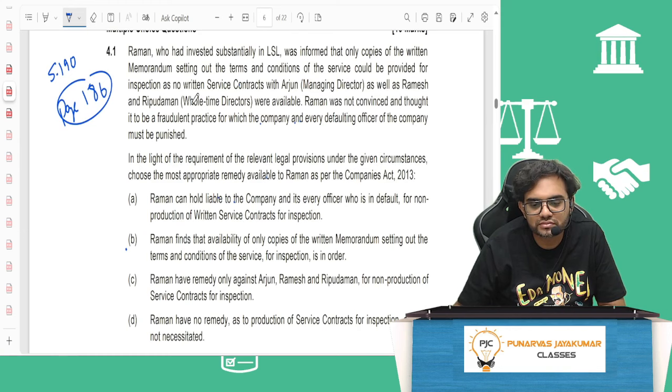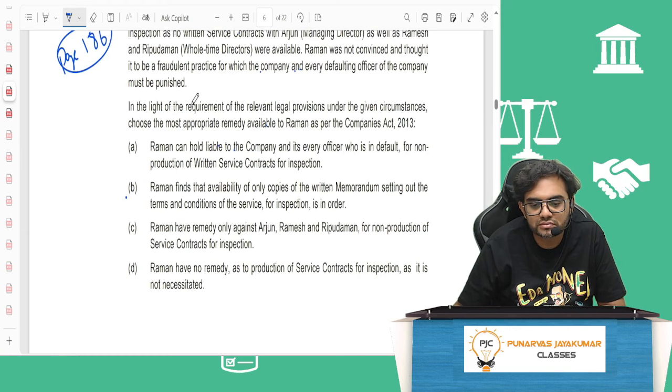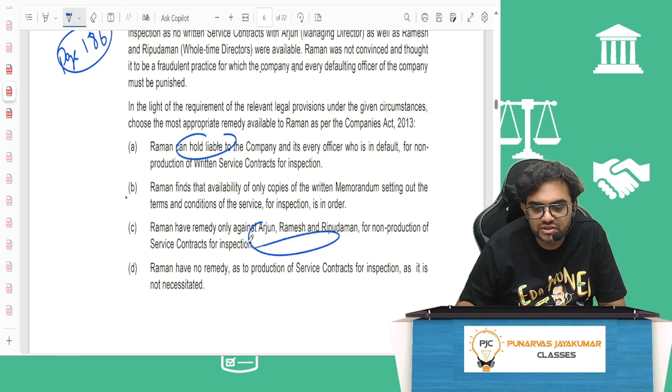Same question. You will write this and come. Raman can hold the company liable. He has remedy only against Arjun Ramesh. Not necessitated. No. Raman finding out that availability of only copies of the written memorandum, etc., is in order. Means what? Is it as per the Companies Act?